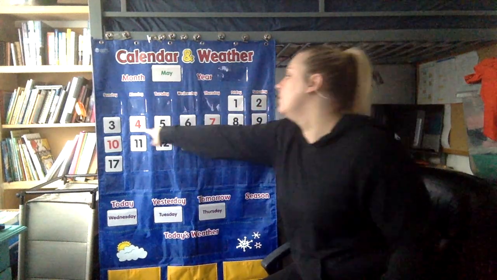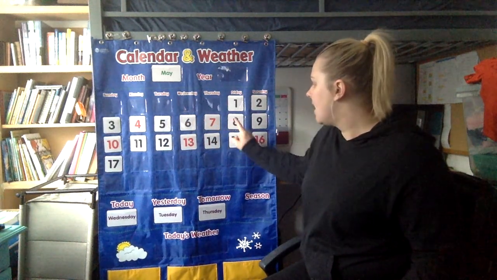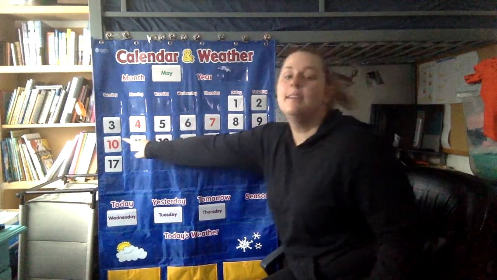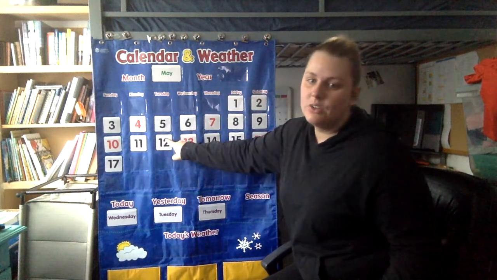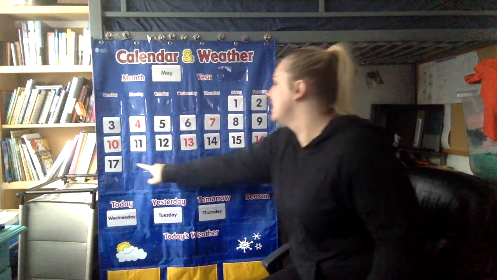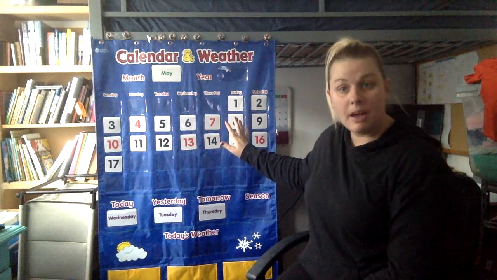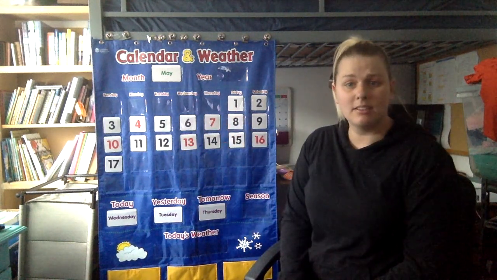1, 2, 3, 4, 5, 6, 7, 8, 9, 10, 11, 12, 13, 14, 15, 16, 17. What comes after 17? 18. 18 comes next. So we're going to put 18 right here. But we have enough numbers to kind of see what our pattern is. What do you think comes next in our pattern?